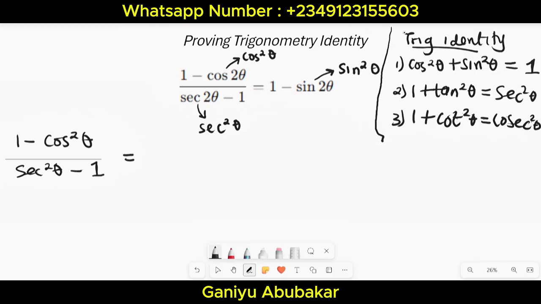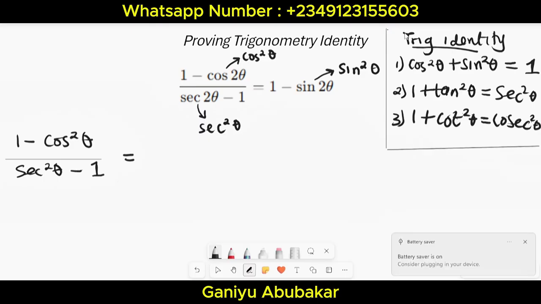These three are very, very important in this identity. So you need to know them. If you want to know this trig very well, these three identities are very important, please. So I'm going to be using these identities to solve this problem. So I'm going to come down here.